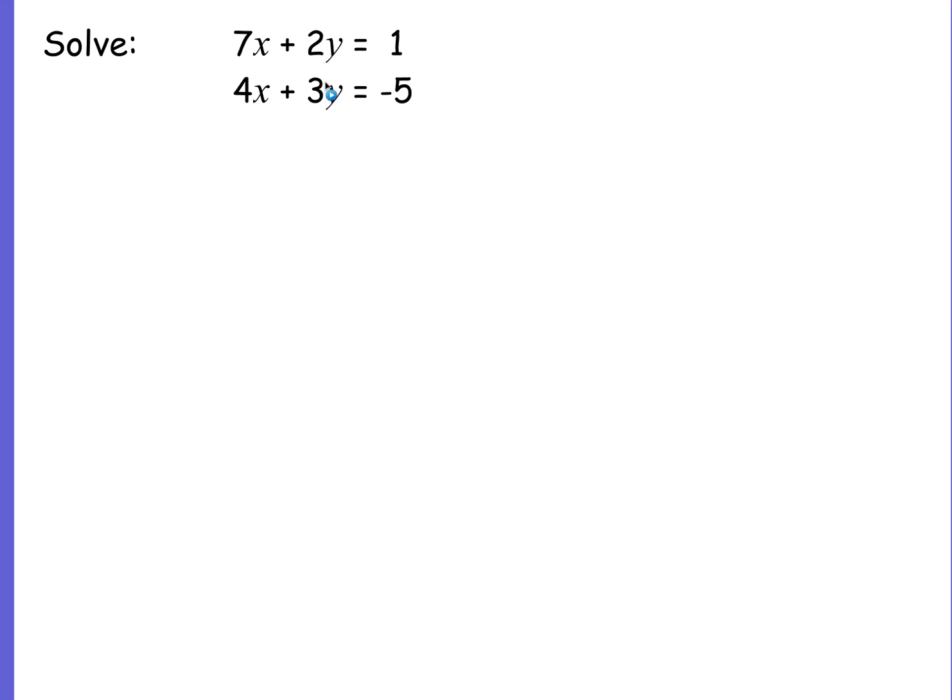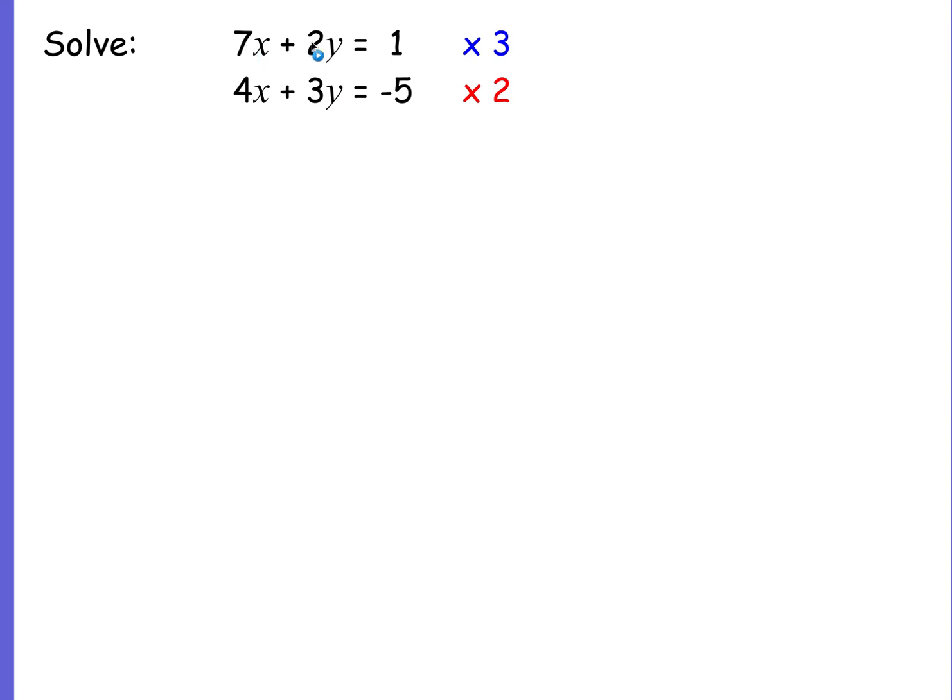I'm going to say 2y and 3y. What's the smallest number 2 and 3 go into? 6. I'm going to turn these into 6y. This 2y's to become 6y. I must multiply it by 3. This 3y's to become 6y, I must multiply it by 2. So I multiply the first equation, everything by 3.